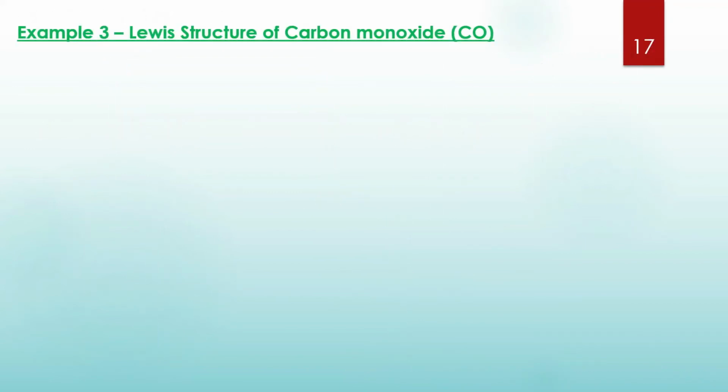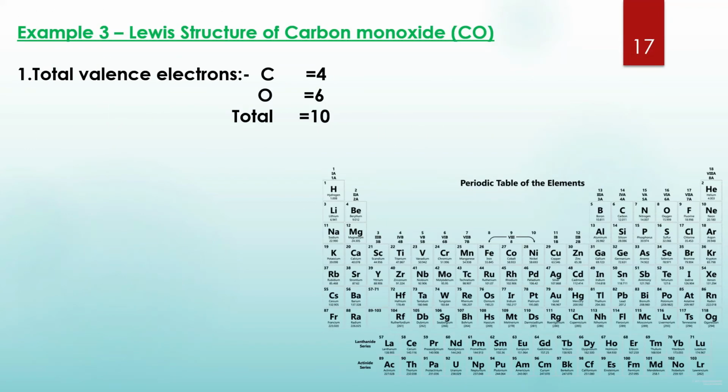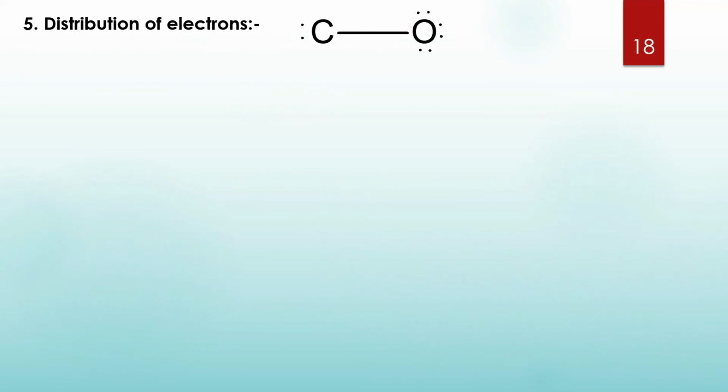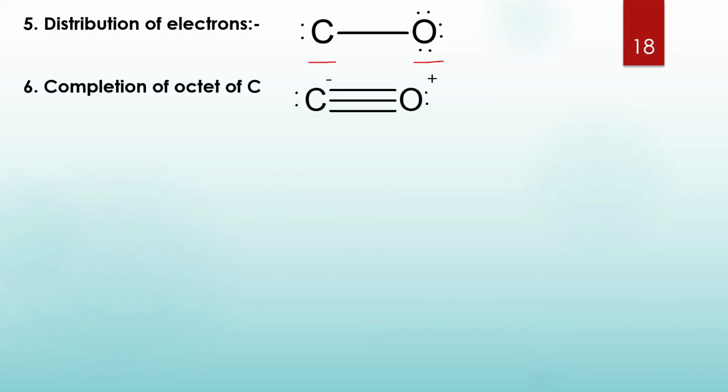Example 3, carbon monoxide. So again, carbon 4, oxygen 6. And since there are just 2 atoms, you can't define a central atom. So skeleton, again carbon and oxygen, and remaining electrons 10 minus 2, 8. So now let's distribute the electrons. Among those 8, I distribute 6 to oxygen and 2 to carbon.